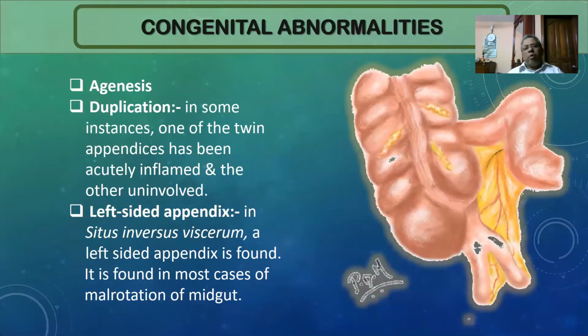What are the congenital abnormalities of the appendix? The commonest one is agenesis. If the appendix is not developed since birth, it is called agenesis.